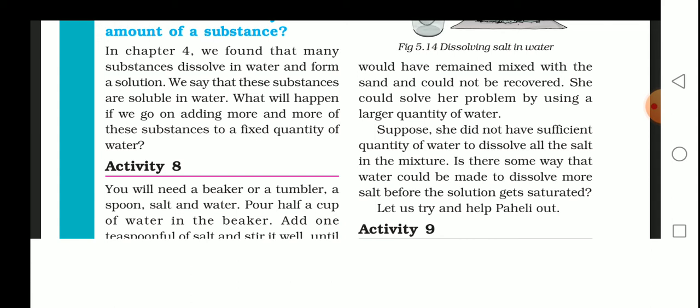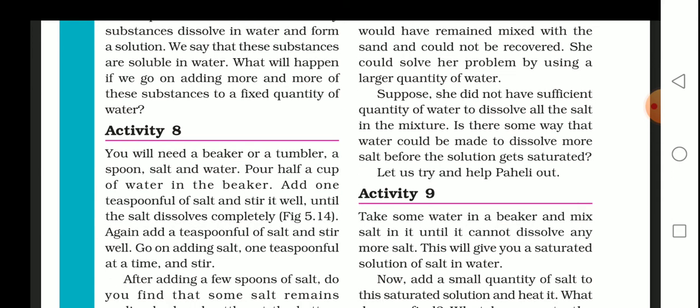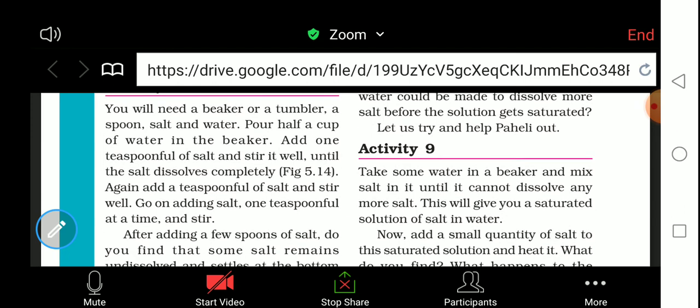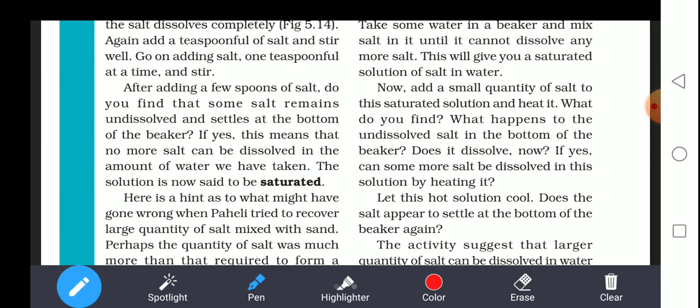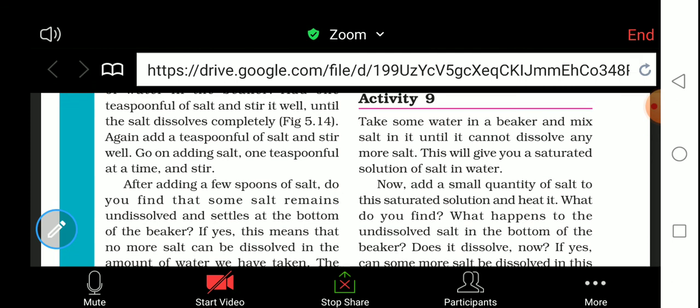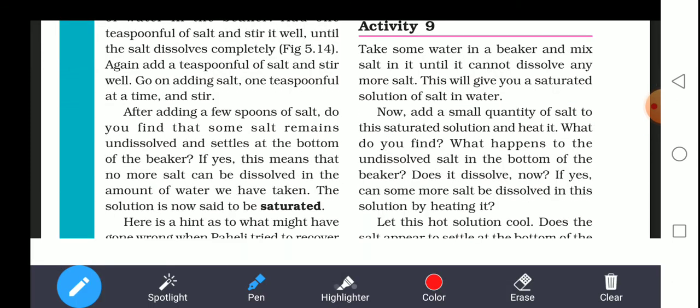After the solution has reached the saturated point, what happens if you supply heat? The temperature rises, and again the salt will dissolve up to a particular point. Again you heat it, again you add some salt. Now take an activity. You will find how we can add more salt by supplying heat.